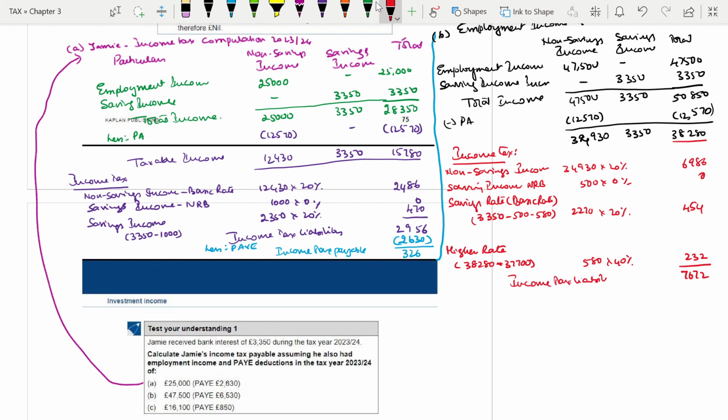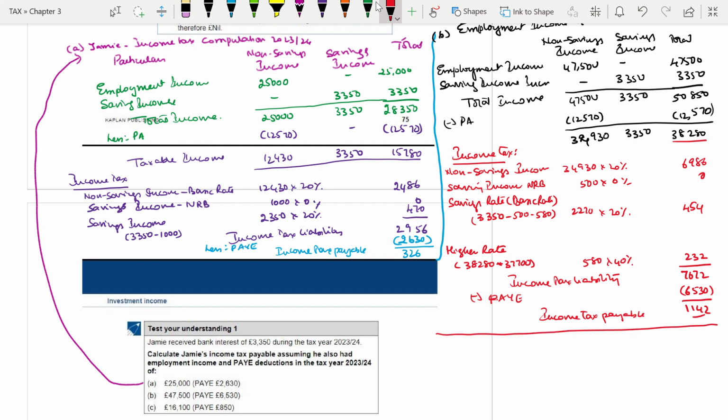Is it less pay? How much has he paid in advance? He has paid in advance 6,530. How much will we get? 6,530. It comes to 1,142. This is the income tax paper. Is it clear? Practice it.